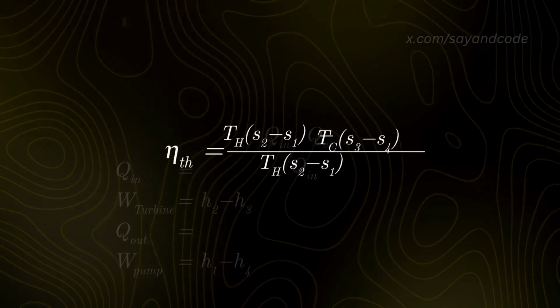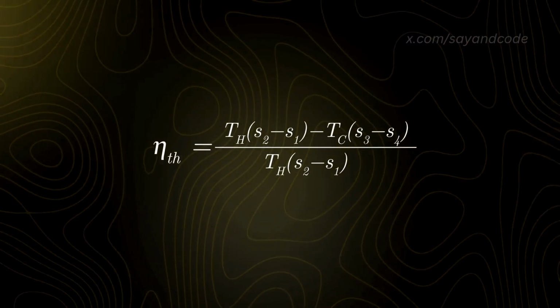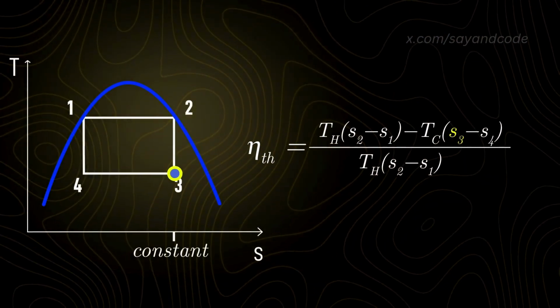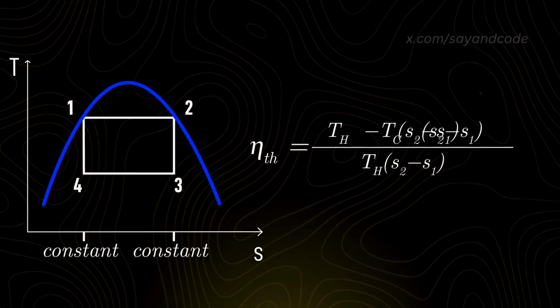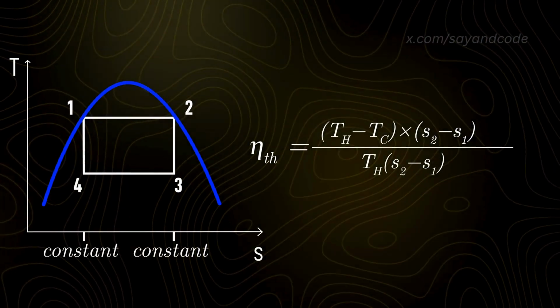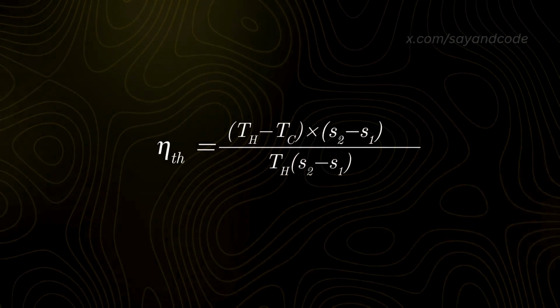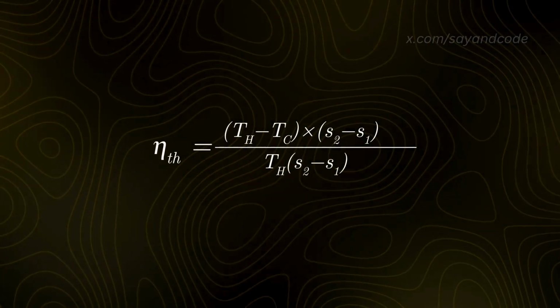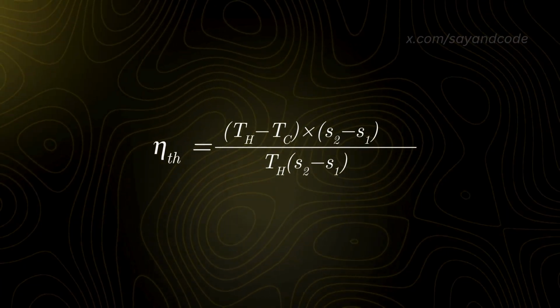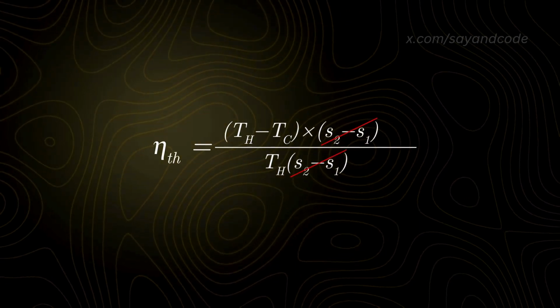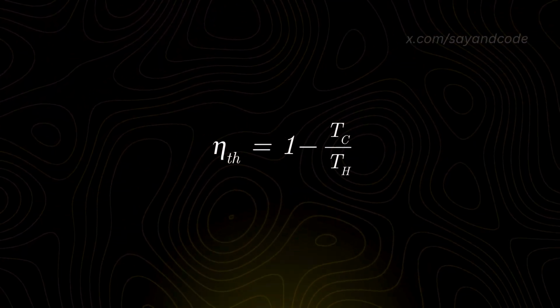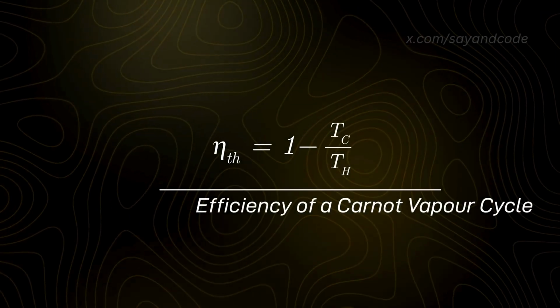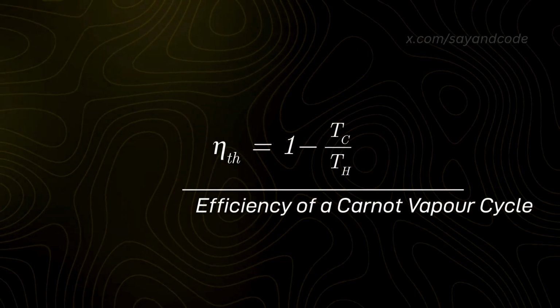Substituting the equations for heat transfer, we get the following equation. But since S3 is equal to S2, and S4 is equal to S1, we can take this common, which gives us the net work done as TH minus TC into S2 minus S1, divided by TH into S2 minus S1. We can cancel out the entropy terms from the numerator and denominator, giving us the efficiency of a Carnot vapor cycle as 1 minus Tc by Th, which is the same as that for a Carnot engine.